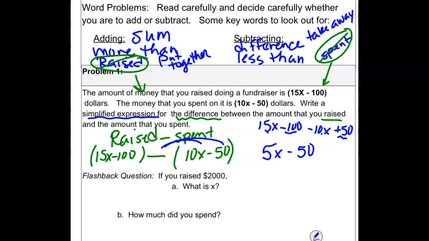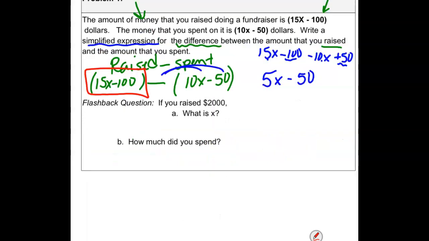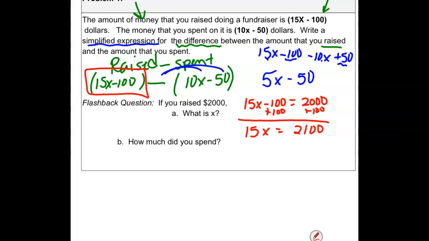So go back and look at how much we raised. If we know that that has to equal 2,000, can we figure out what x is? Can we solve that for x? Yes. What would we do first? We'd have to add 100. So we have 15x equaling 2100. Exactly, we divide by the 15.